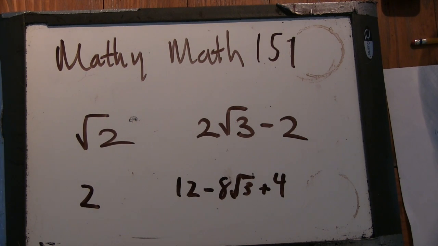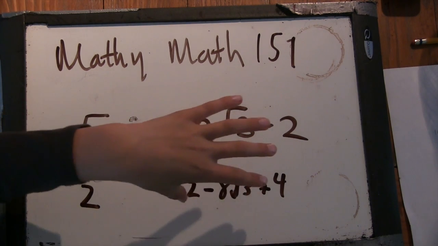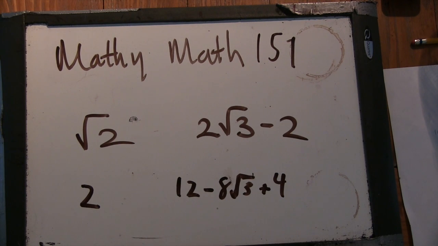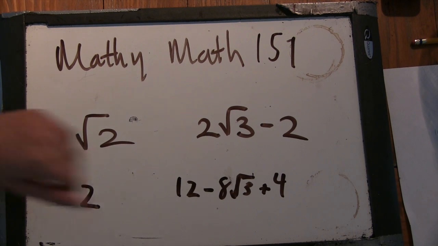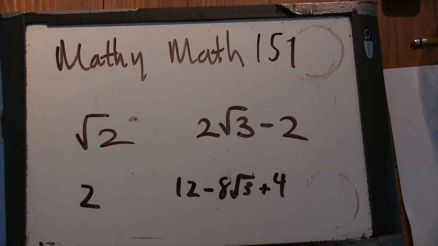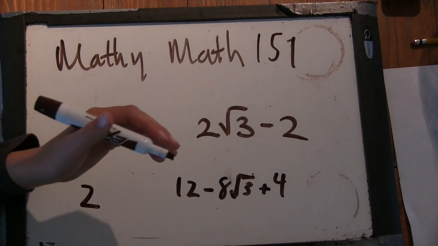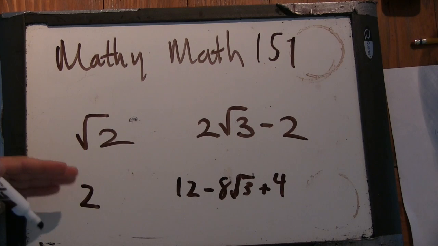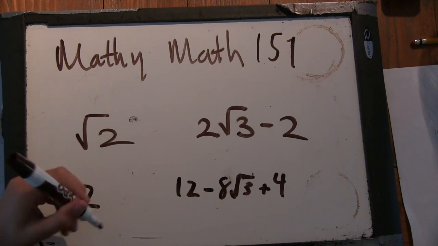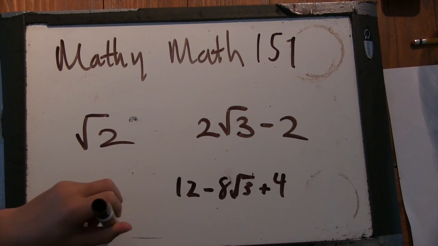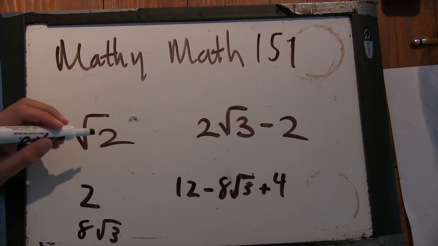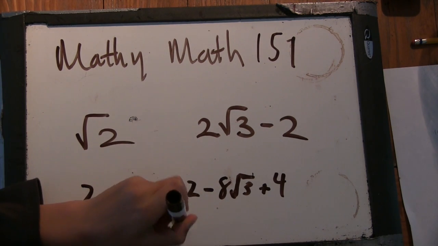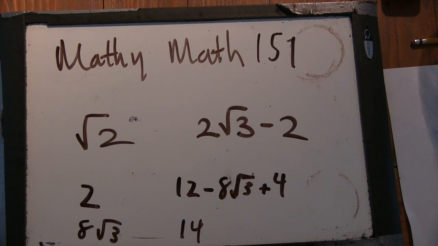I guess I could have done this right from the start, but I'm going to get all the non-square roots on one side. Okay. Alright. So I'll move the 8 root 3 to this side. So we get 8 root 3 on one side and 14 on the other side.